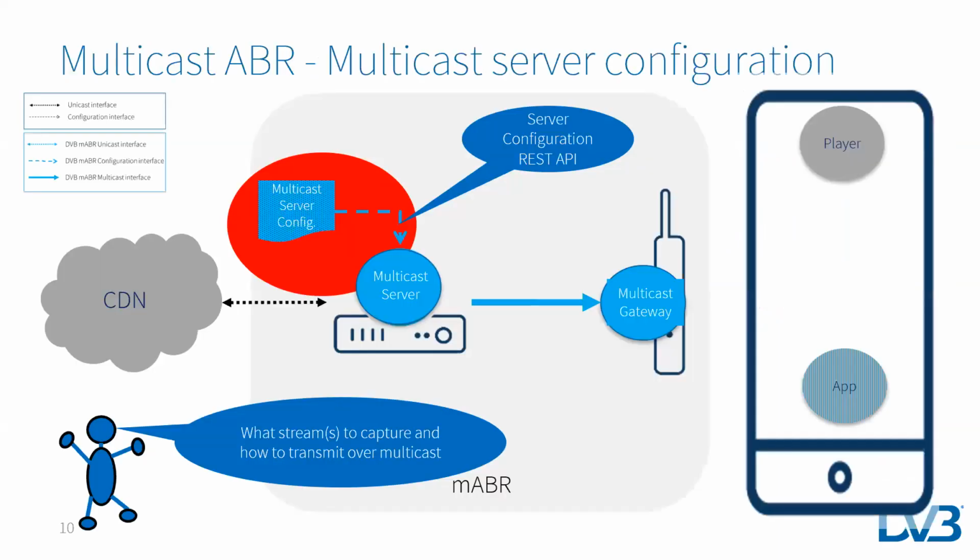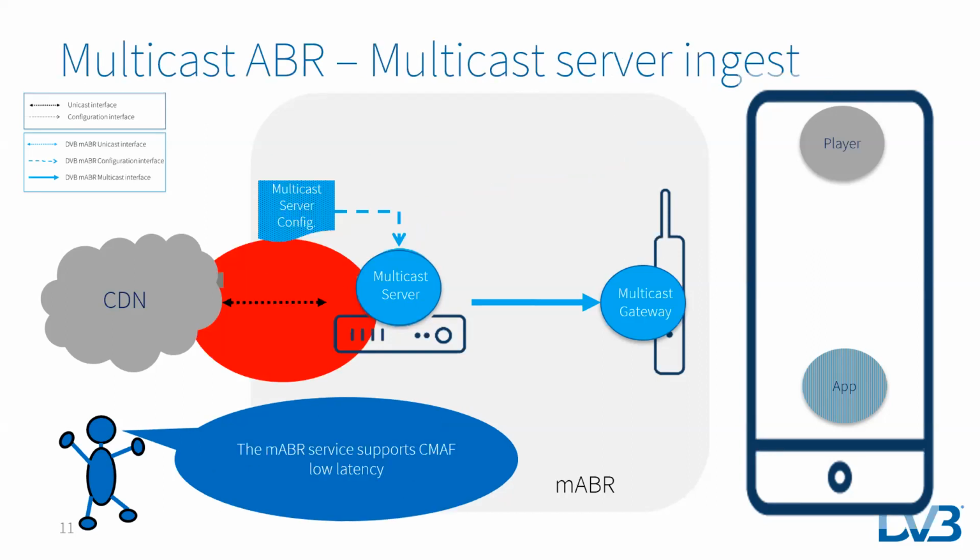Okay, now let's dig into the operation. How does it work? What do we have to do to set up an architecture and a framework like that? Let's start again with the same configuration. We start our multicast server, and the first thing to do, if we want to be ready for streaming, is to configure the multicast server. We need to tell it that we have a certain number of streams to capture, and that it has to transmit these streams over the multicast pipe.